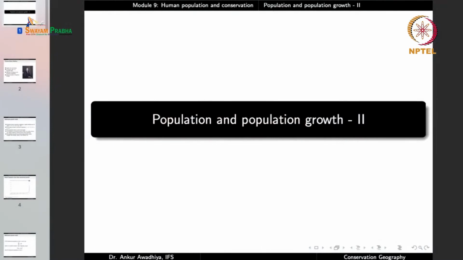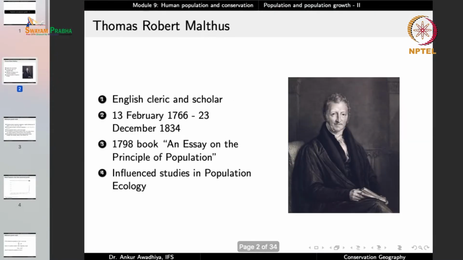That is, if we know the current population, can we make certain predictions about what is going to happen in the future? Now, different philosophers and different human geographers have looked at this problem. They have considered this issue, and one of the most prominent amongst them is Thomas Robert Malthus.